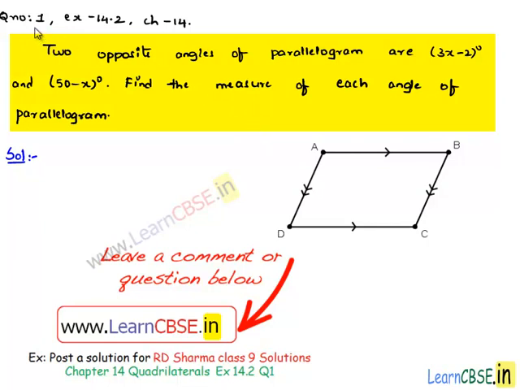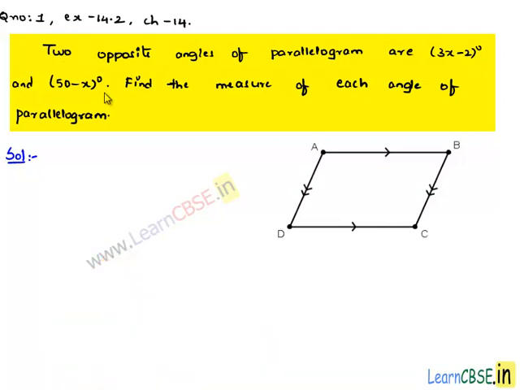Now, let us discuss question number 1 from exercise 14.2, chapter 14. The question is that two opposite angles of a parallelogram are (3x - 2) degrees and (50 - x) degrees. Find the measure of each angle of the parallelogram. Now, moving on to the solution.